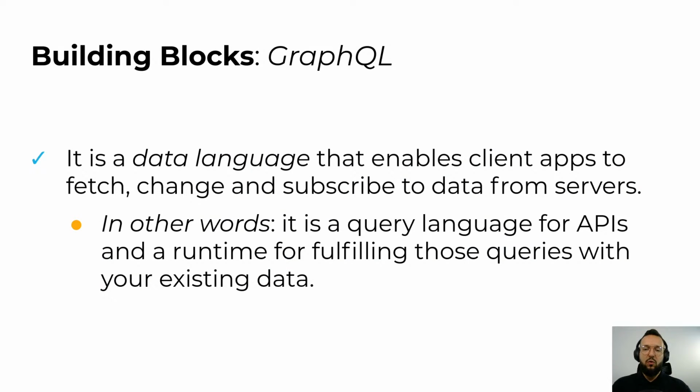The main building block for AppSync is GraphQL itself. GraphQL is a data language that enables clients to fetch, change, and subscribe to data from servers. In other words, it's a query language for your APIs. The runtime, which fulfills those queries, is basically the server side of GraphQL, and it is often built from resolvers, which we will cover in a moment.